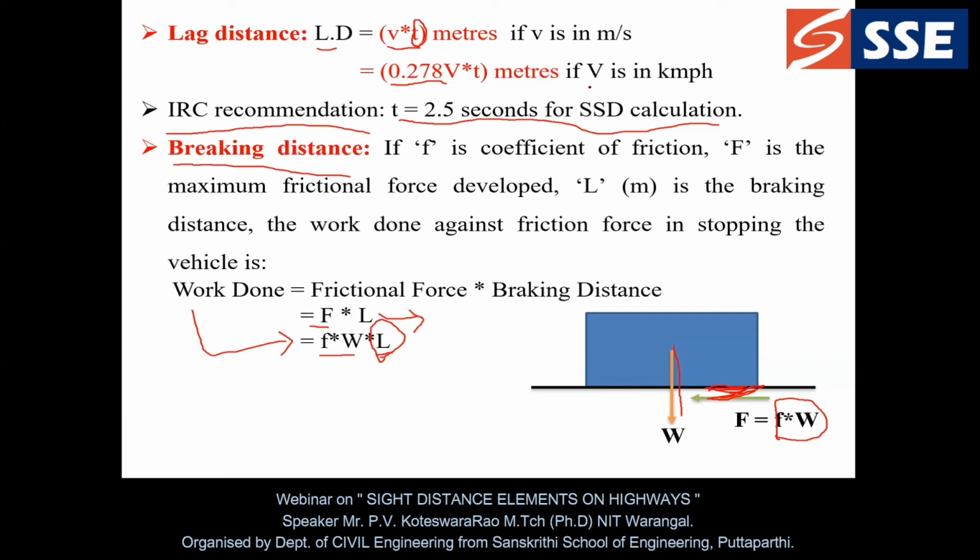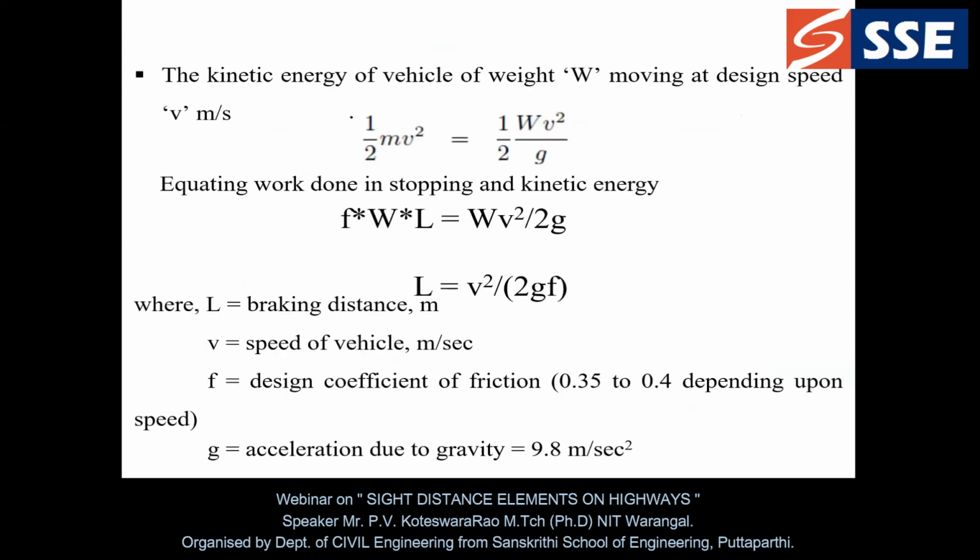So if the vehicle weight is W and moving at a speed of V, in general we have half m v square as the kinetic energy. Instead of m, from physics we have W equal to m into g, so m equals W by g. So half into W by g into V square is the kinetic energy. As I mentioned, we need to equate this kinetic energy to the work done.